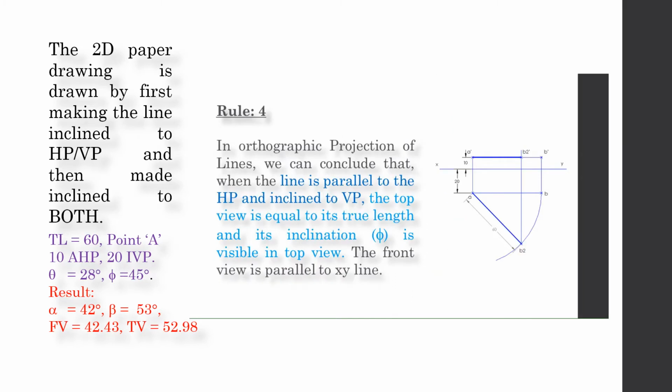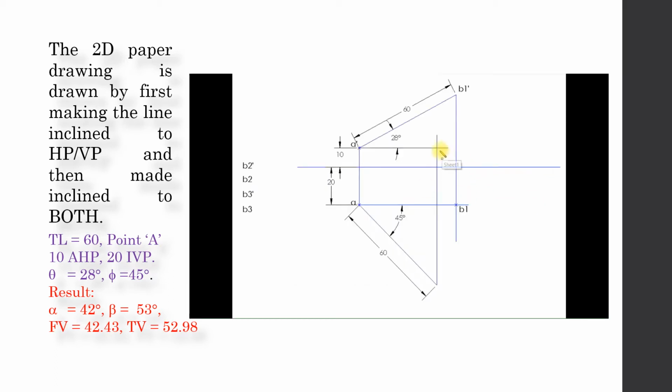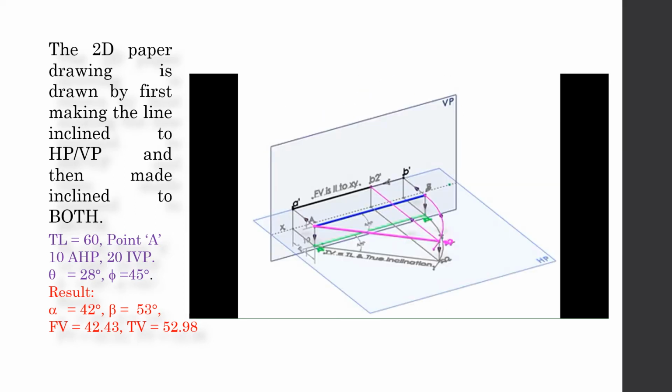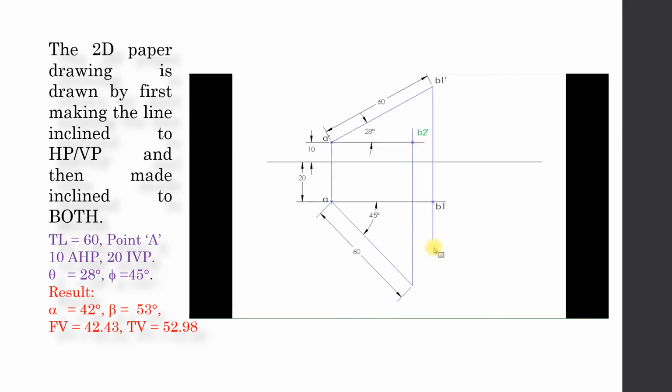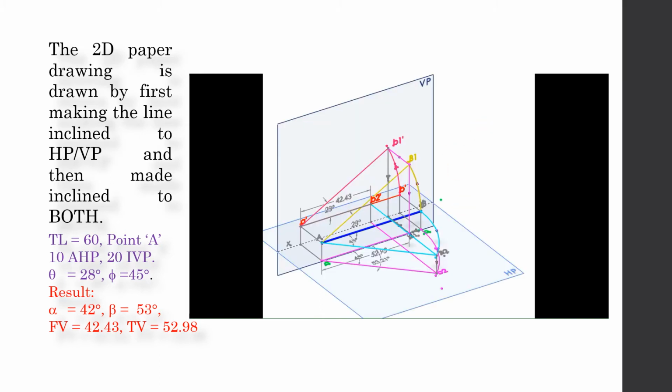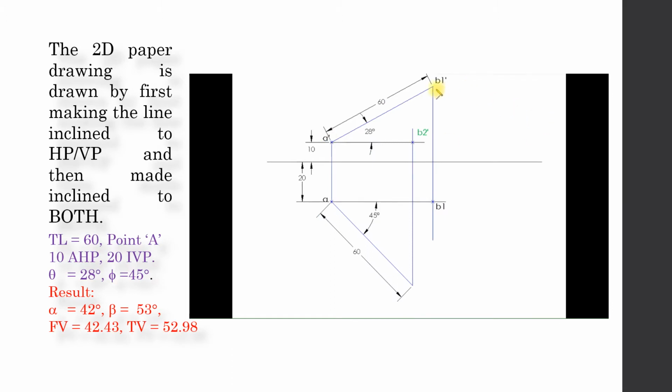So now, using rule 4, we have drawn two stages of the line, individual stages, inclined to HP and inclined to VP. Now I will be achieving double inclination from B2 dash to B3. That is, the line inclined to VP is rotated in such a way that it makes double inclination. So inclined to VP, then inclined to HP.